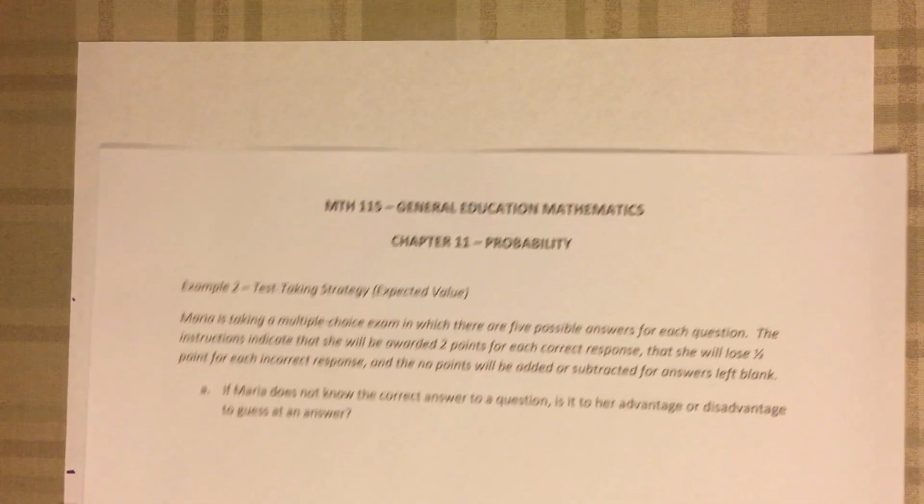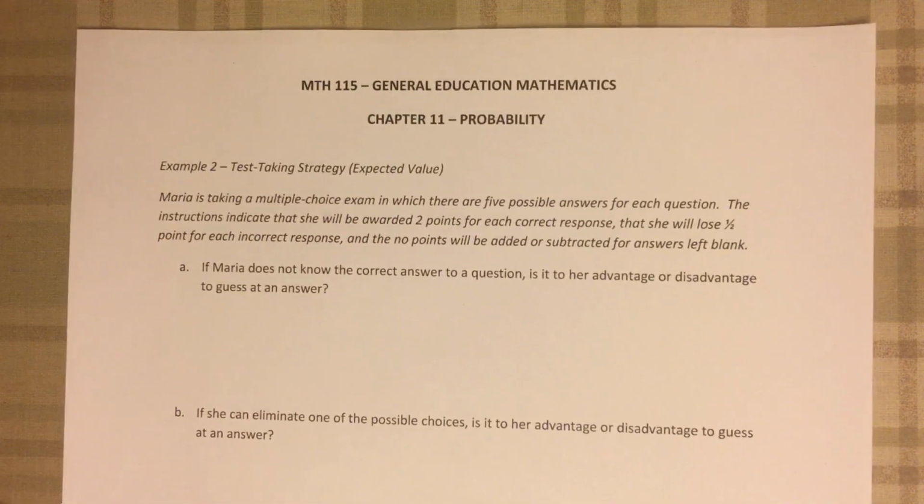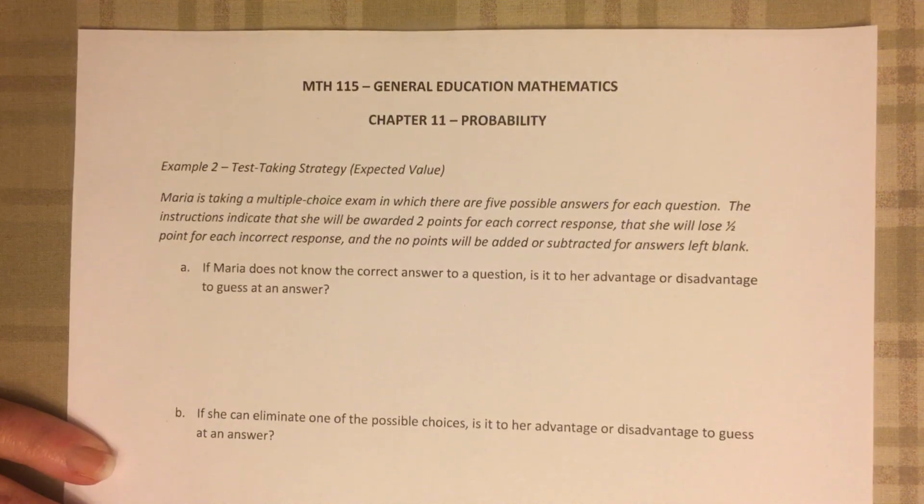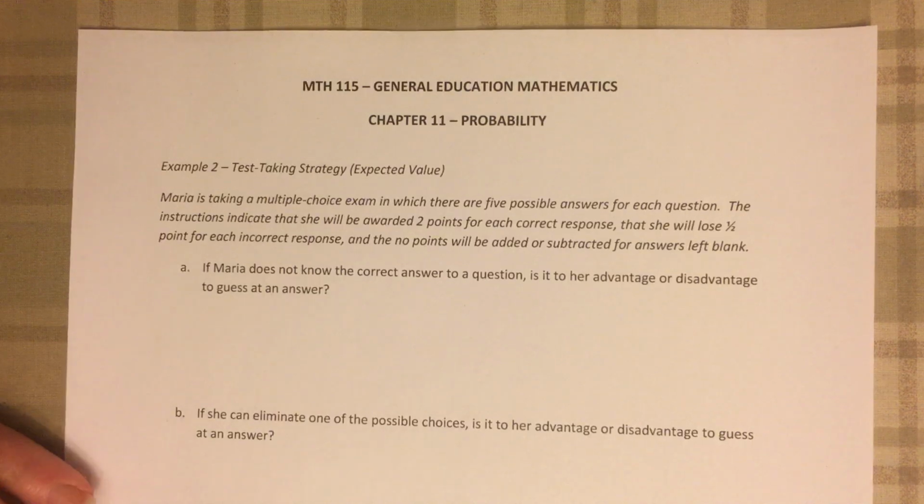We're going to work through a few more examples. Our next example, we are going to look at some test-taking strategy questions. So in this next example, Maria is taking a multiple choice exam. In this multiple choice exam, there are 5 possible answers for each question. The instructions indicate that she will be awarded 2 points for each correct response. She will lose 1/2 point for each incorrect response, and no points will be added or subtracted for answers left blank.